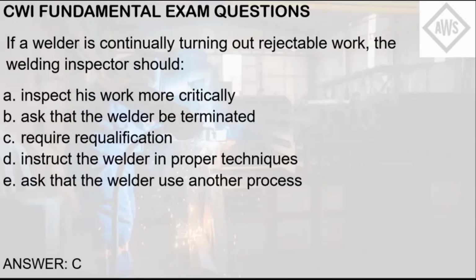So letter B is a draconian or a nuclear solution, immediately terminated. That's not what the code says. So instruct the welder in proper technique. How would you objectively do that? So it goes back again to letter C. Asking the welder to use another process is just not applicable to this. So the answer here is letter C.